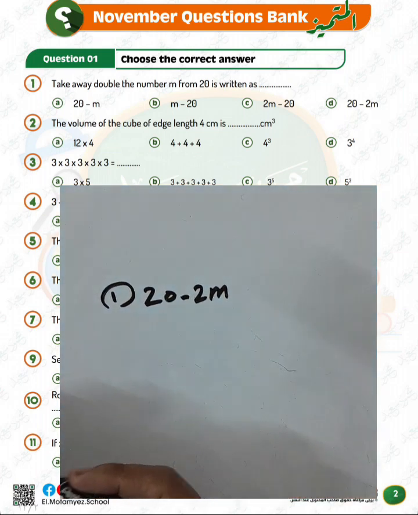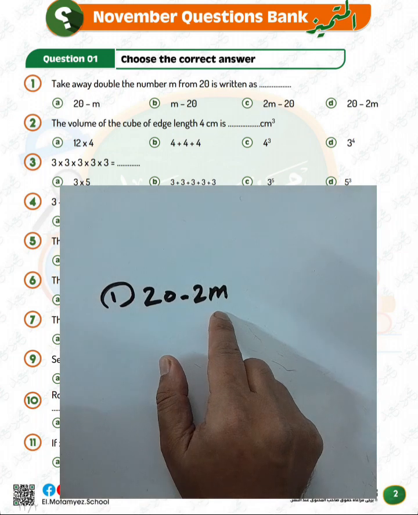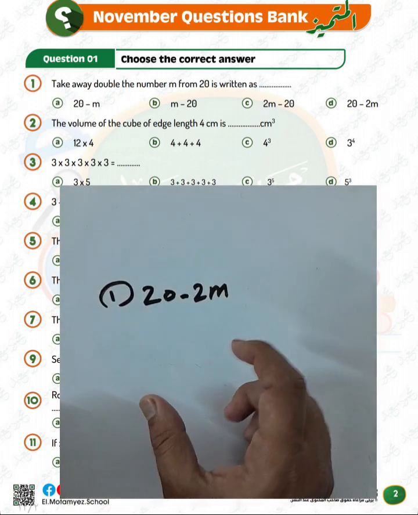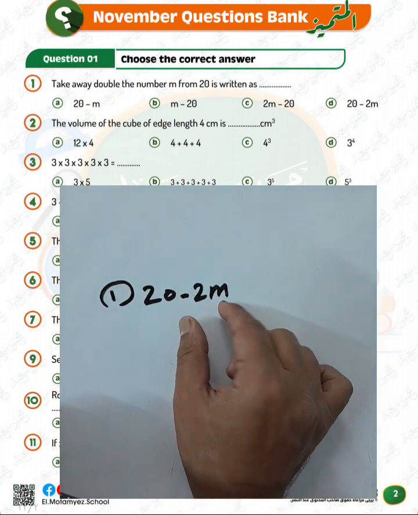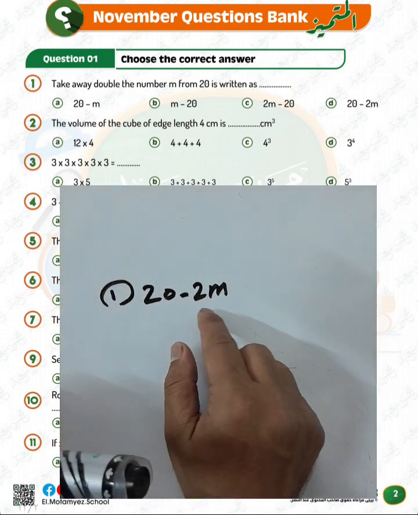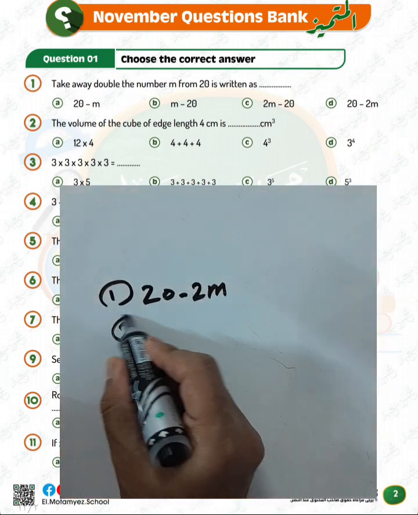Take away double the number, it will be 2m. Take away from 20, take away double the number m, it will be 2m. From 20, meaning 2m subtracted from 20. 20 subtract 2m. Question number 2.